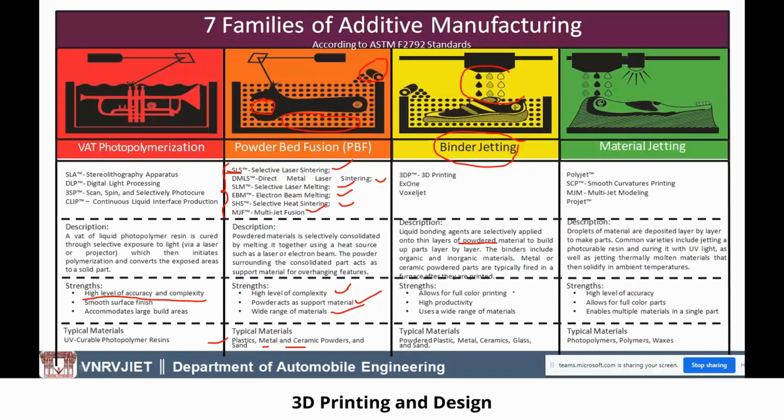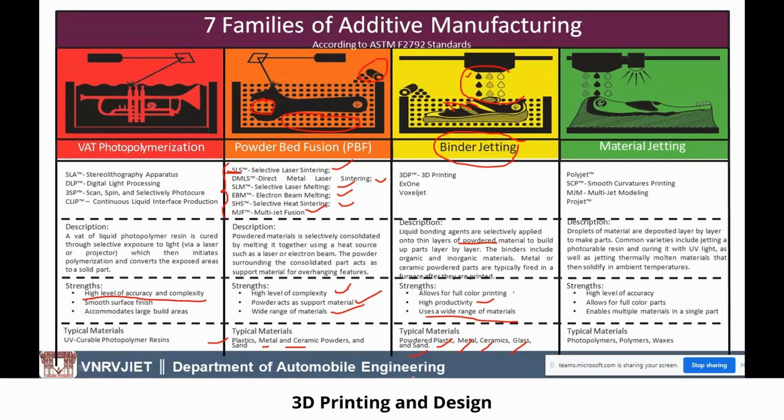Whatever colors you want, you can see here, because the binder can have different nozzles, and with the help of the different nozzles you can give dyes or different colors to the binders, so you are able to produce different color printed components. It has high productivity, and a wide range of materials you can print. The typical materials are similar to the powder bed: plastic powders, metal, ceramic, glass, and sand powders also we can use.